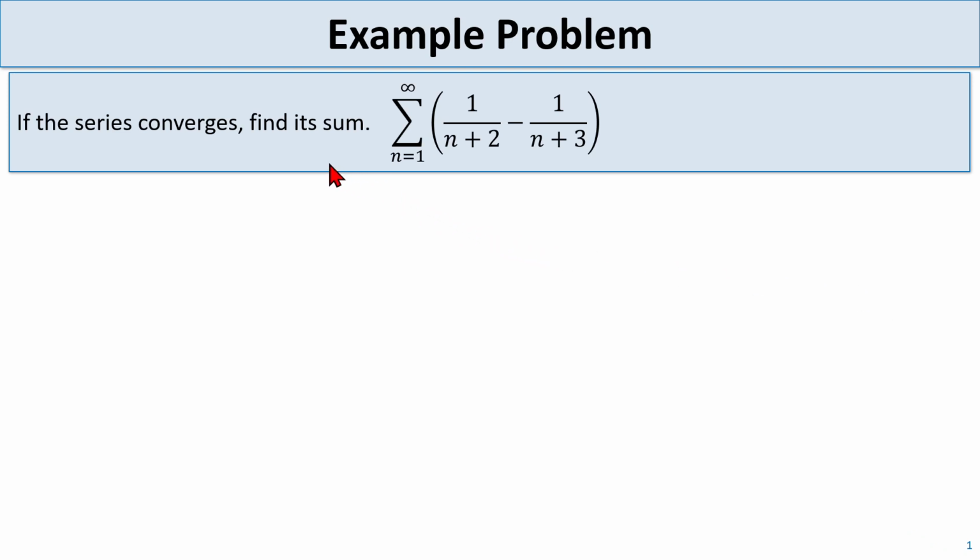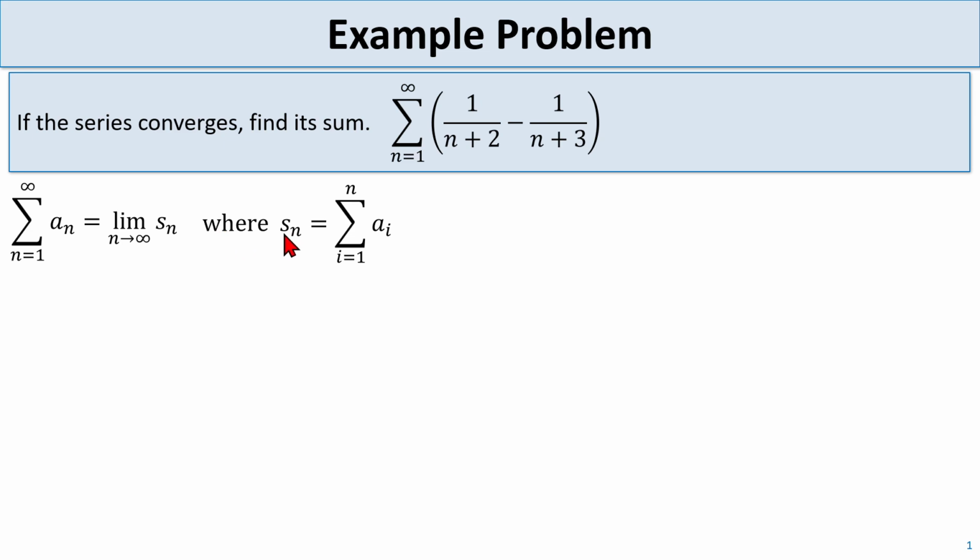In this problem, we're asked to evaluate the sum of an infinite series, and it's the sum from n equals 1 to infinity of the quantity 1 over n plus 2 minus 1 over the quantity n plus 3. The way we evaluate this type of sum, an infinite sum, is that we first figure out a formula for the partial sums. That's what the S sub n is, the form of a partial sum. And then we take the limit as n goes to infinity.